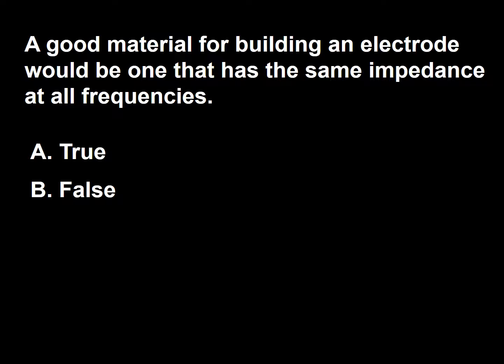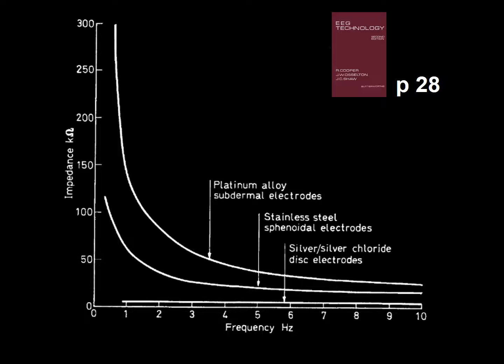The next question is, a good material for building an electrode would be one that has the same impedance at all frequency. A true, B false. In this frame, I want to point out the relation between frequency and impedance of different electrodes. As you can see, silver-silver chloride surface electrodes have similar impedance at 10 Hz than at 1 Hz.